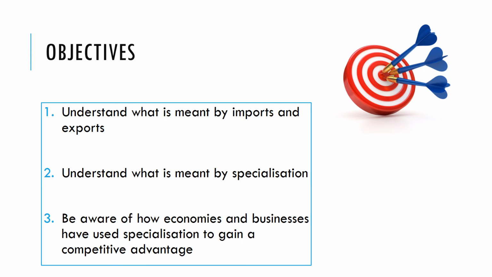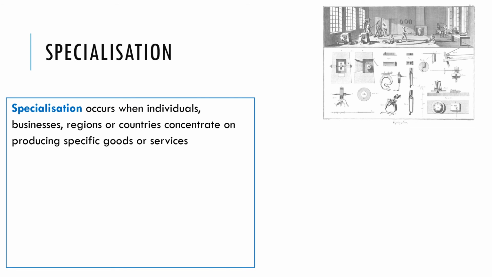Okay, so we looked at imports and exports. Now let's look at specialization. Specialization occurs when individuals, businesses, regions, or even countries concentrate on producing a specific good or service. And this started to occur in the global economy after the 1700s when an economist called Adam Smith did a famous explanation using a pin factory, saying that if everyone focused on one particular task within the pin manufacturing process, then the production process would be much more efficient.